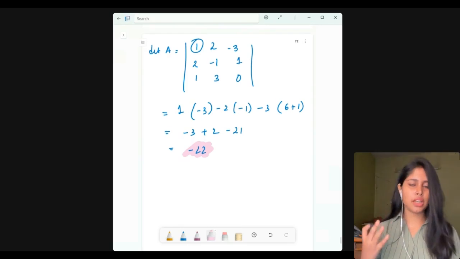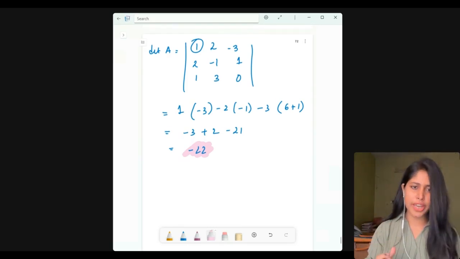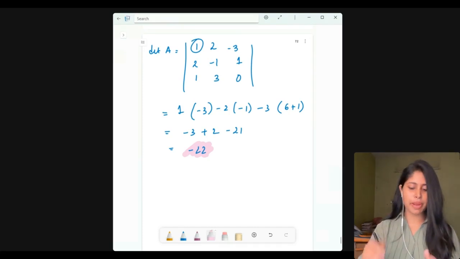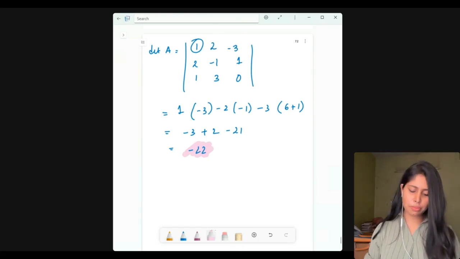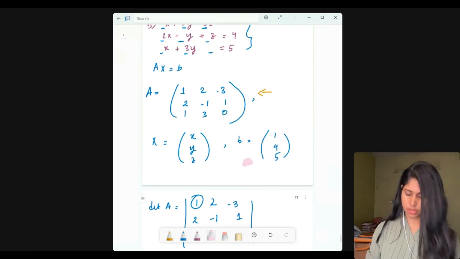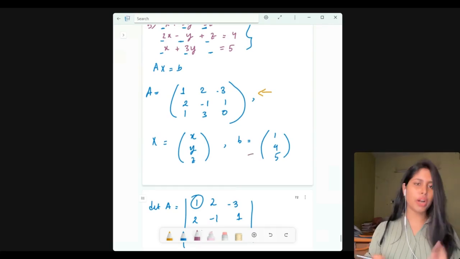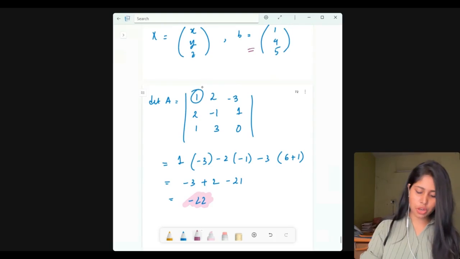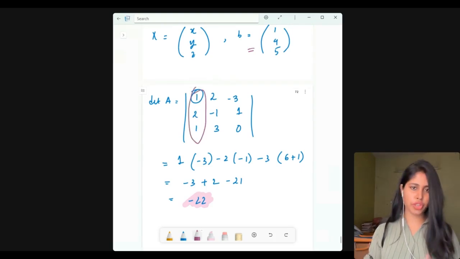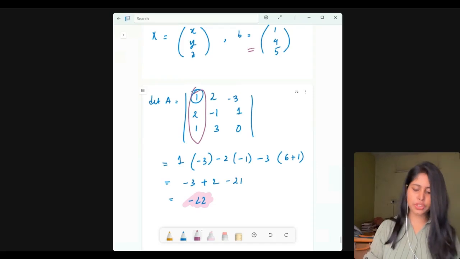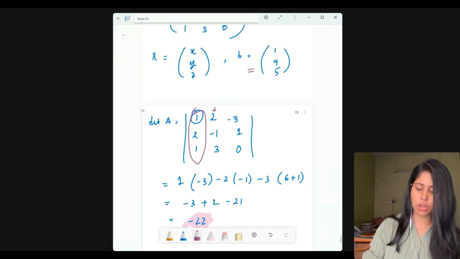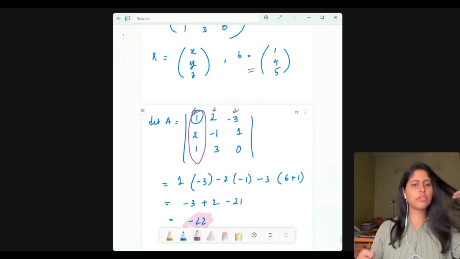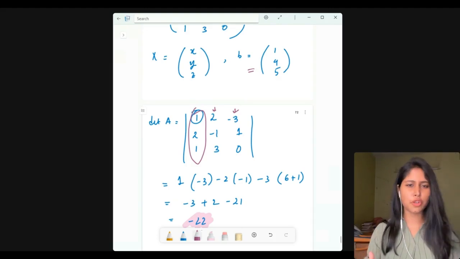Now we need to find the matrix A1. How do I get the A1 matrix? It is just matrix A, but we replace the first column with B. What is our B here? B is 1, 4, and 5. So in the first column, you write 1, 4, and 5 for the A1 matrix. For the A2 matrix, you replace column number 2, and for the A3 matrix, you replace column number 3. This is very simple, and it will be easy for you if you practice a lot.